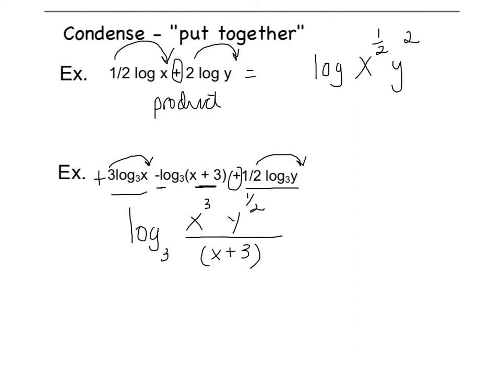So condensing means put together into 1 log. Expanding means to write them as individual logs. And there's reasons to do both. Sometimes writing them out, you can actually simplify them into something much simpler. Putting them together sometimes is easier to work with in a different way.